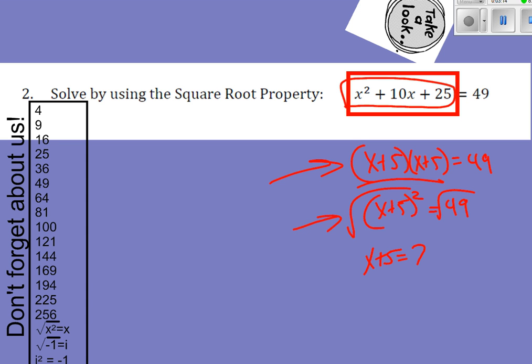So x plus 5 equals 7. And x plus 5 equals -7. So when I do that, x equals 2. When I do that, x equals -12. So my answer is going to be 2 and -12.